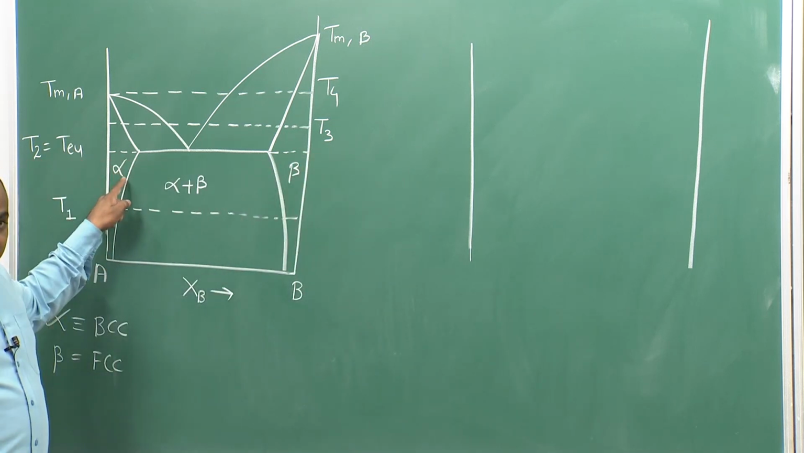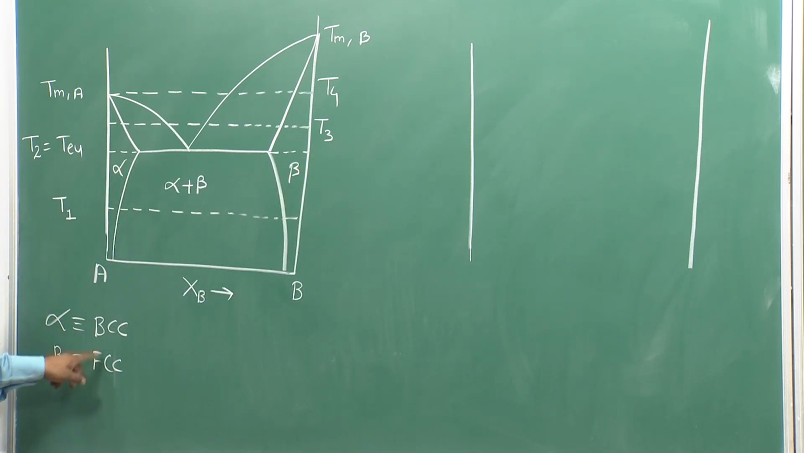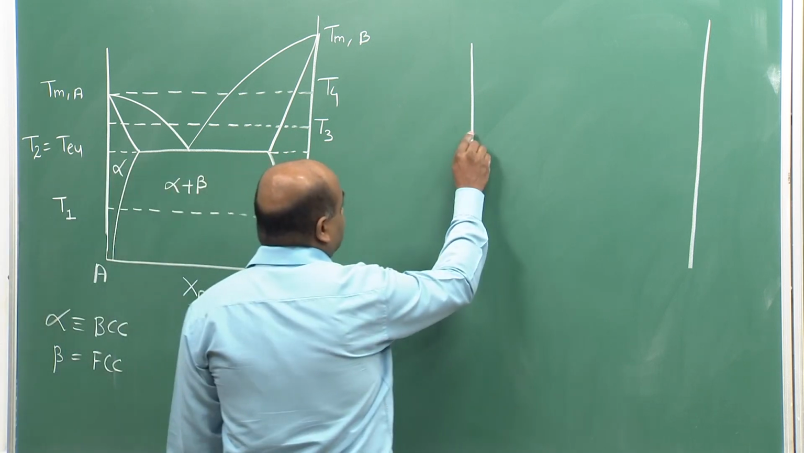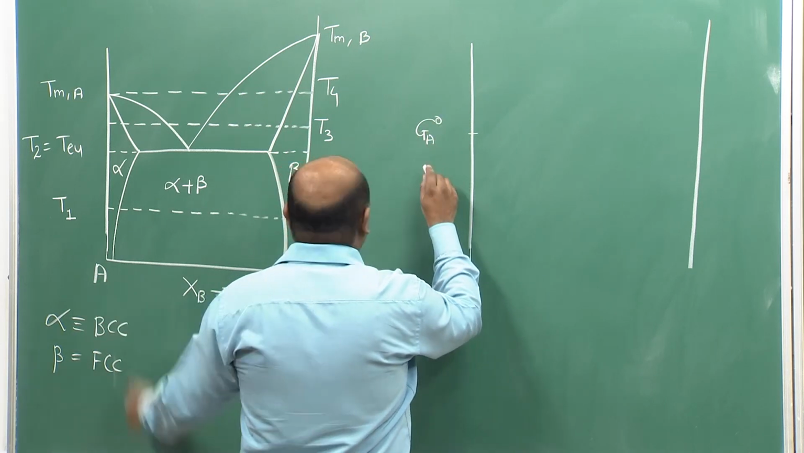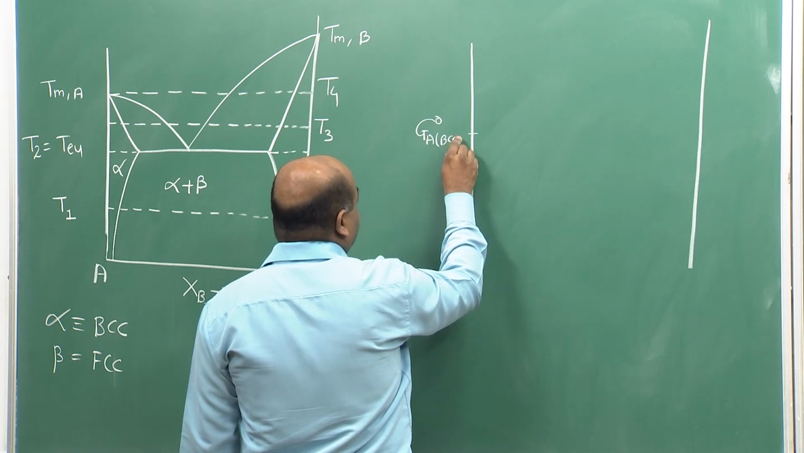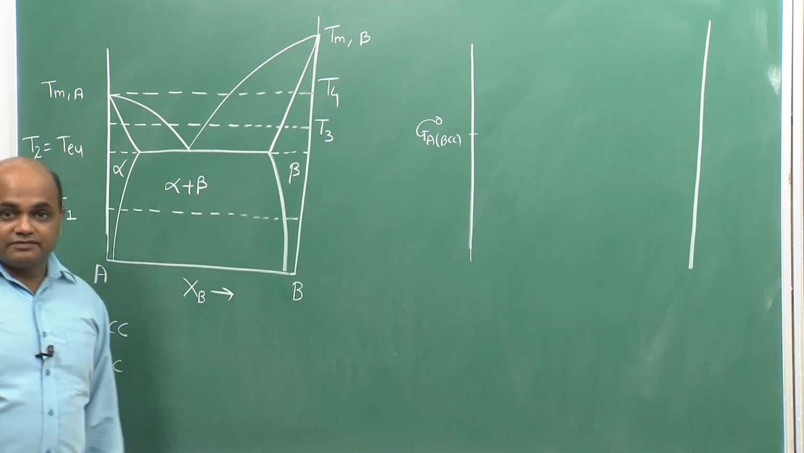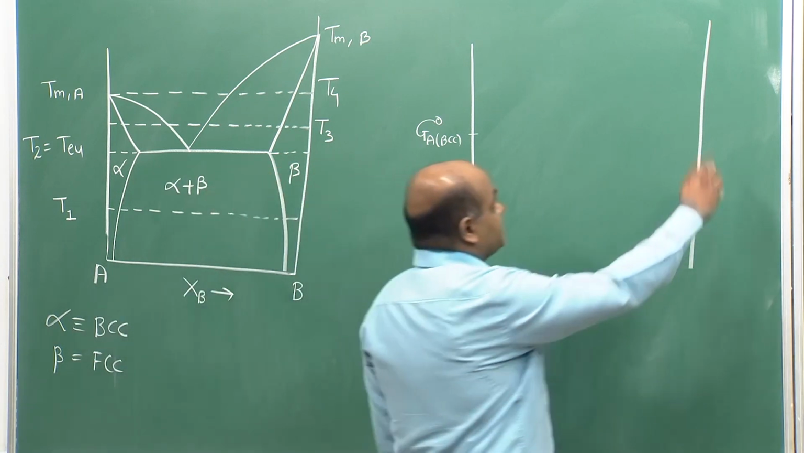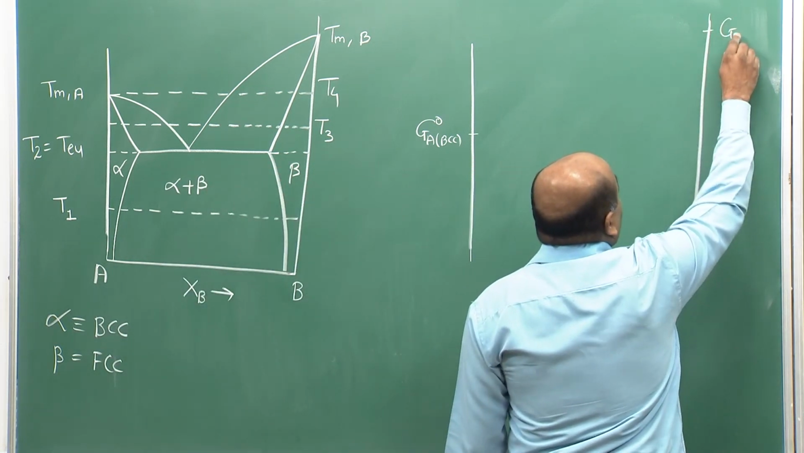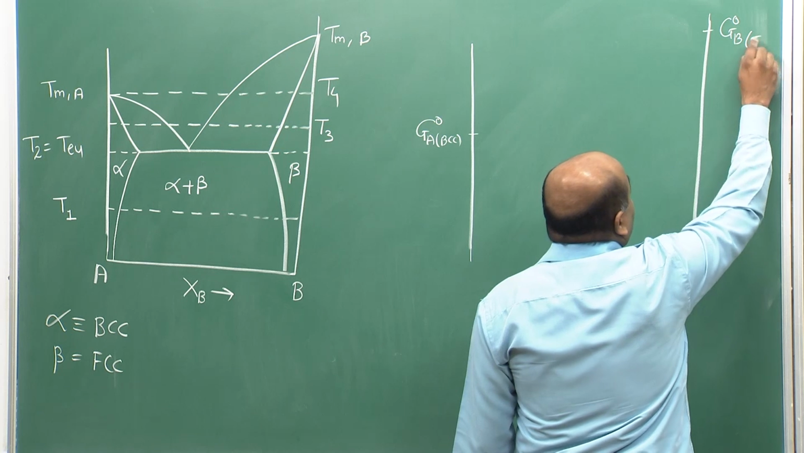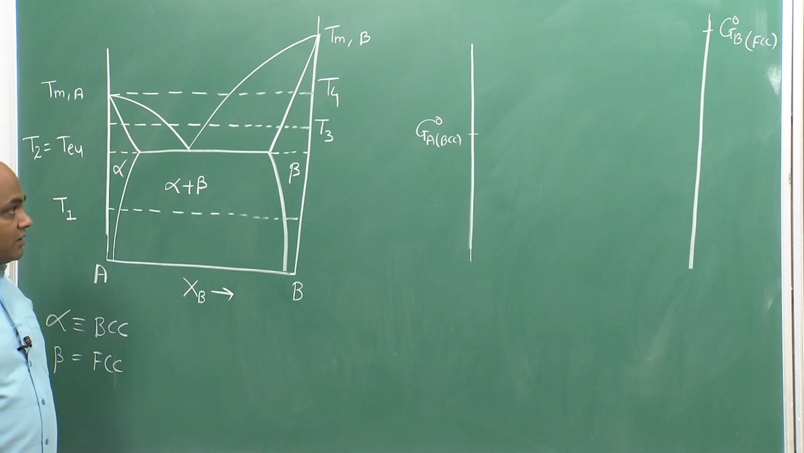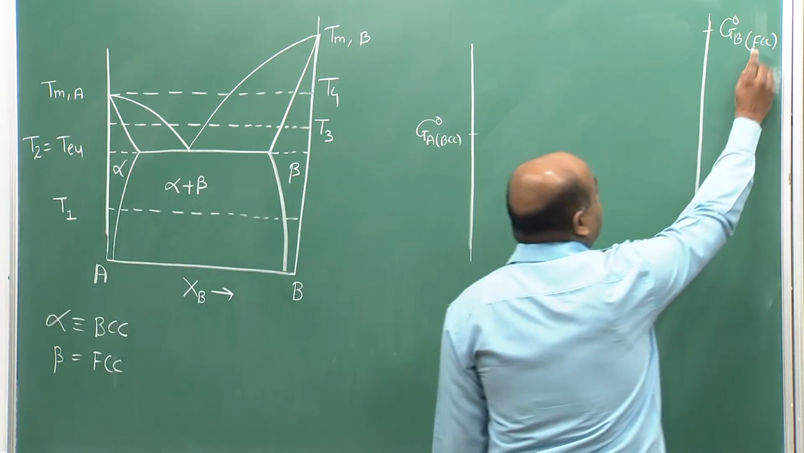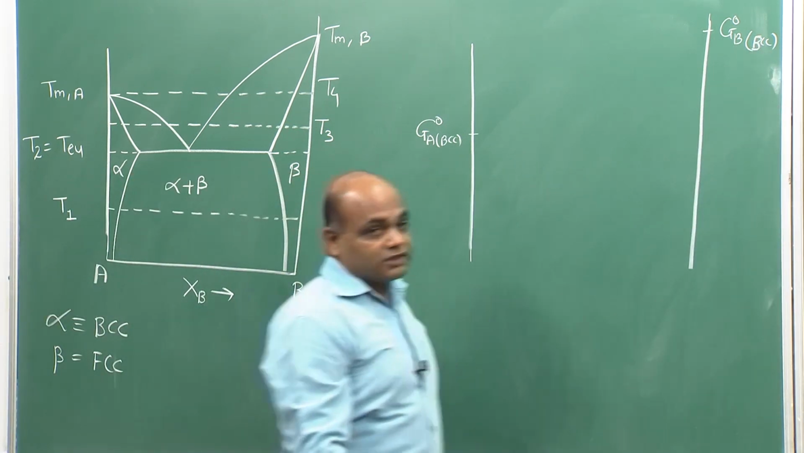So, first we need the curve for alpha, that is the BCC solid solution. So, we need to first mark G_A^0 for A solid in BCC crystal structure, and we need the point G_B^0 for B, in BCC, sorry, we are drawing the BCC solid solution curve. So, B also has to be in BCC.